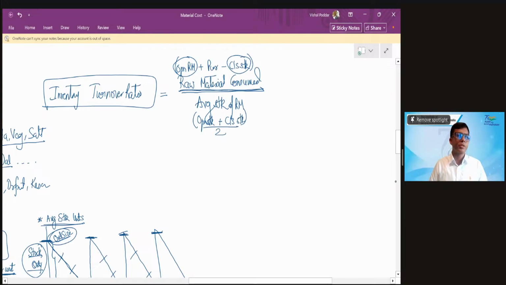Now, what is this inventory turnover ratio? How is it useful? When you calculate this, let us say you get 5 as the answer. So we write it as 5 times. Now, what is this 5 times? Please understand, students, what is the meaning of turnover. As a student of accounts, the moment you hear the word turnover, you understand it as sales. But let me tell you, students, turnover does not mean sales. Even purchase is also turnover.